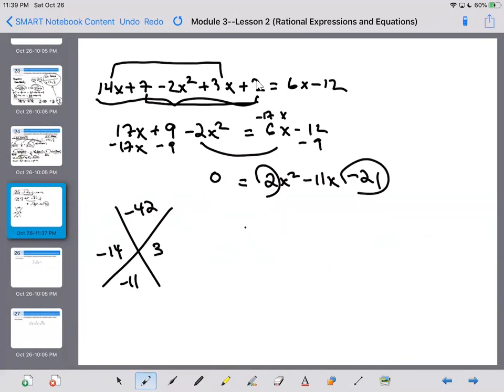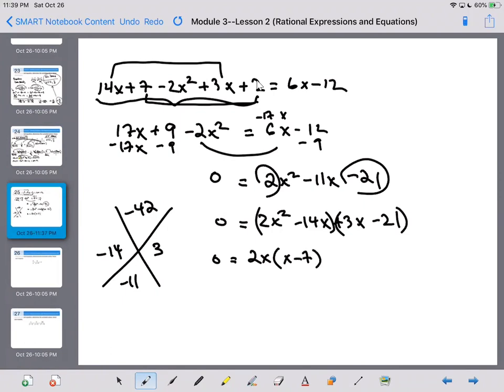So again, I'm going to rewrite the first term, 2x squared minus 14x plus 3x. Rewrite the last term of 21, negative 21. Go through my grouping. So 2x, so x minus 7. Factor out a 3, and that'll be x minus 7. So 2x plus 3 is one factor. x minus 7 is another factor.